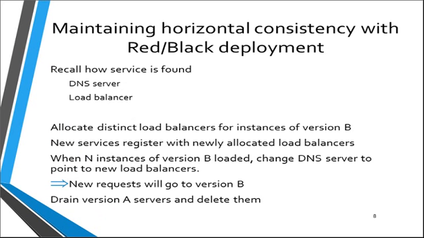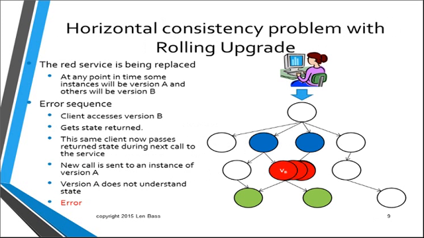So with red and black, maintaining horizontal consistency is relatively straightforward. You would allocate two separate sets. You would change your DNS server so that it points to the load balancer for the new set. And that would have the new requests go to version B. There are still requests being served by version A, so you have to drain them before you can delete them. But that's relatively straightforward. The horizontal consistency problem with rolling upgrade is much more complicated.